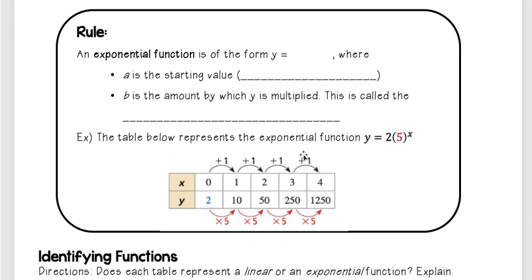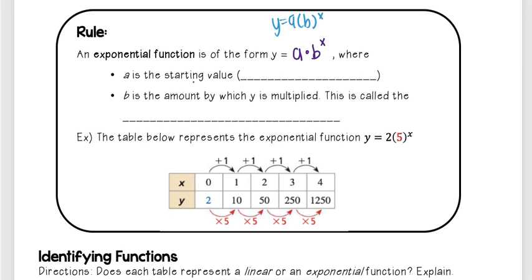So first, the rule: an exponential function is of the form y equals a times b to the x. So it's going to look like this. A lot of times we have parentheses around this as well, so you may see this as y equals a(b)^x. Normally we put parentheses around it when we're working with this. And the a and b have specific meanings that are kind of special.